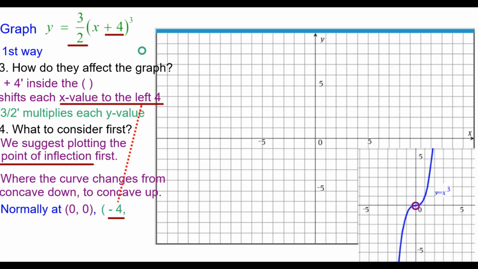Normally at the origin. And so since each x value is shifted to the left 4, that'll become -4. And we're multiplying each y by 3/2. That'll keep it at 0. So the point of inflection will be at -4, 0.